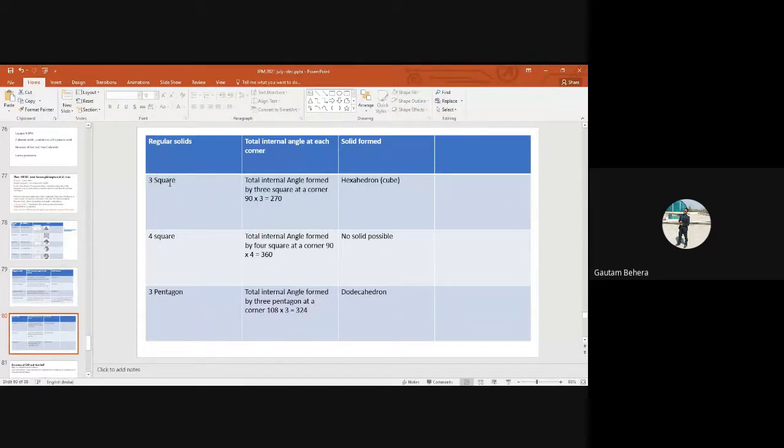So now 3 squares. You take 3 squares and put them so that they form a vertex, or a corner. The total internal angle formed by these 3 squares at a corner will be how much? The angle in a square is how much? 90 degrees. So 90 into 3 is 270, right? This condition is also fulfilled to form a solid, because the total internal angle is less than 360 degrees. So it will form a hexahedron, which is simply called a cube.